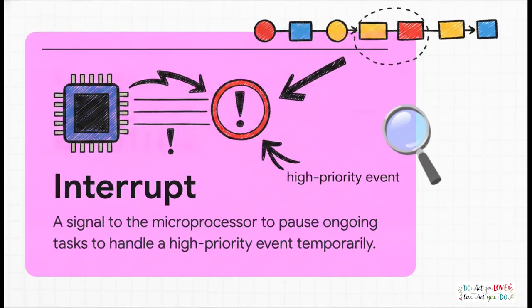Well, the answer is an interrupt. It's exactly what it sounds like. It's a priority signal sent from a device or software directly to the microprocessor. It essentially yells, "Hey, stop what you're doing right now, this is a top priority." It forces the processor to pause its current ongoing tasks so it can temporarily handle this urgent event.